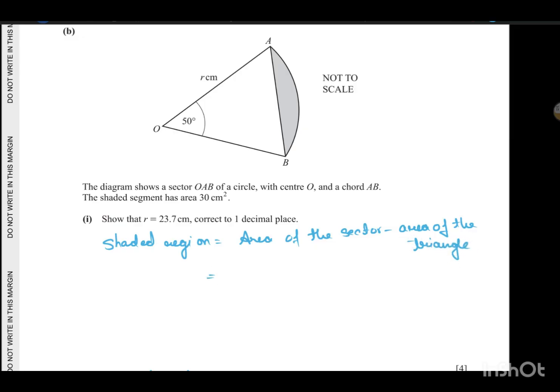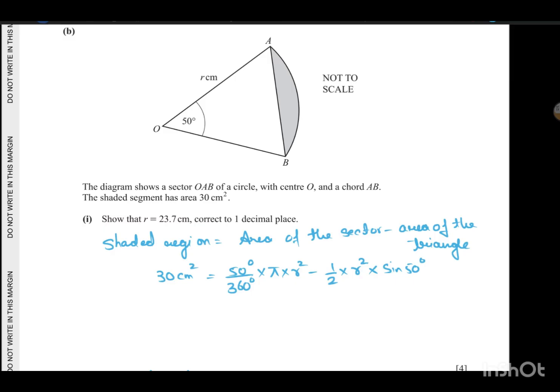So the area of sector AOB will be 50 by 360 into pi r square. The area is given to us, let us take it as 30. So 50 by 360 into pi r square minus the area of the triangle, which will be half into sine 50 into the two sides r, so r into r, r square into sine 50.